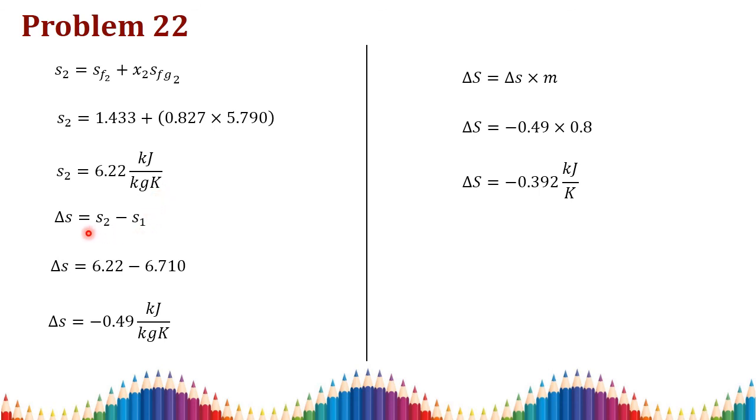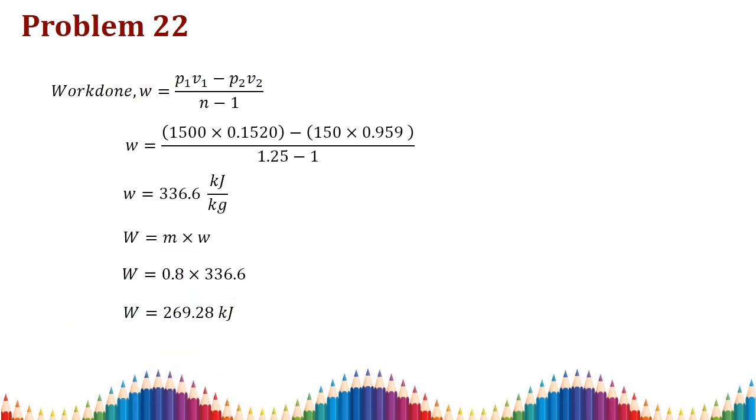The change in specific entropy, because we have found out the specific entropy here, is S2 minus S1, that is minus 0.49 kilojoule per kilogram Kelvin. But in the problem they have asked about the change in entropy, so you have to multiply this with your mass. Mass is given in the problem, right? So the change in entropy is change in specific entropy into mass, that is 0.49 into 0.8, so delta S is equal to minus 0.392 kilojoule per Kelvin.